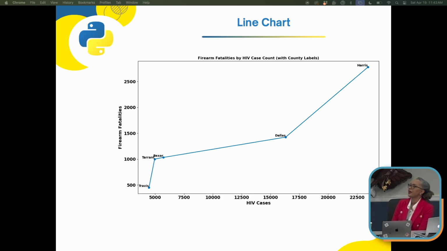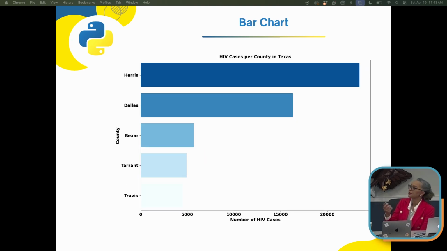Here I'm showing firearm fatalities by HIV case count. This is actually real data. You can see that as the firearm fatalities go up, it seems to parallel the HIV cases going up, with Houston having the most firearm fatalities and also the highest incidence of HIV. I mentioned earlier, maybe I hadn't mentioned it yet, that there is a correlation, and this is some of the early work I did on my dissertation, between violence prevalence and HIV prevalence. Wherever you see a lot of violence, you're going to see a lot of HIV, at least in Texas. And it probably mimics other places too.